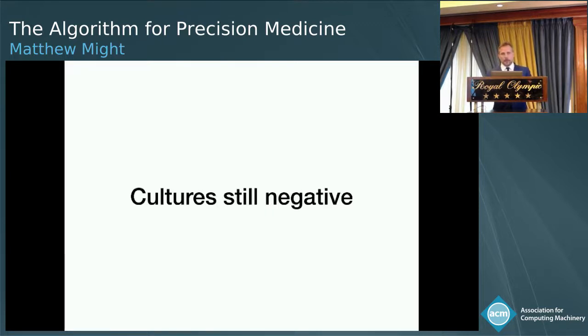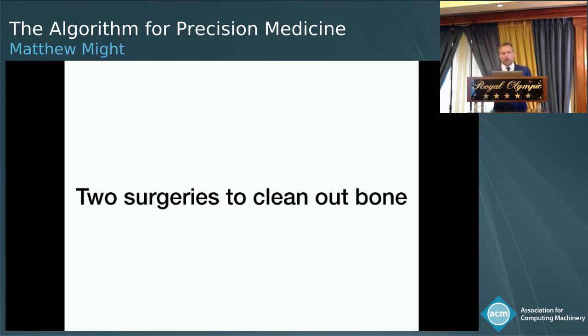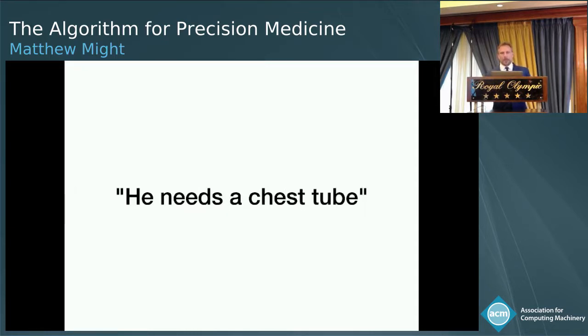Of course, the cultures were still negative, and we just couldn't figure out what this thing actually was. Nothing was growing in a dish. So he had two surgeries to clean out the bone, and they said, well, there's so much fluid in his lungs that we have to literally put a hose in his chest and drain the fluid.